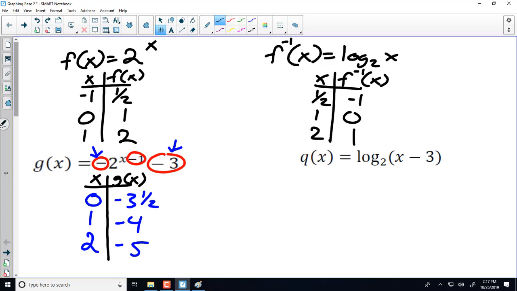With the logarithm graph over here, because of the -3 on the inside, we're just going to shift the whole graph to the right 3 units, which means I'm just going to add 3 to every single x value. So if I add 3 to every single x value, I'm going to get 3.5, 4, and 5, and then the y values don't actually change on this one.